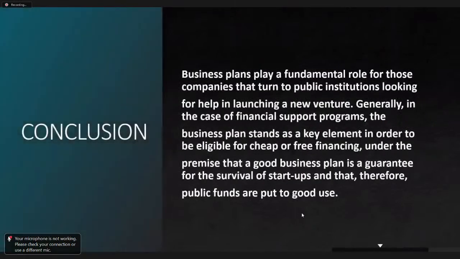All right. So in conclusion, the business plan plays a fundamental role for those companies that turn to public institutions looking for help in launching a new venture or maintaining a running business. Generally, in the case of financial support programs, the business plan stands as a key element in order to be eligible for cheap or free financing, under the premise that a good business plan is a guarantee for the survival of startups, and that therefore public funds are put to good use.